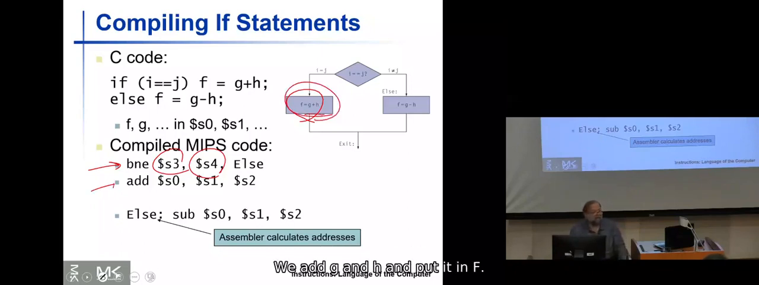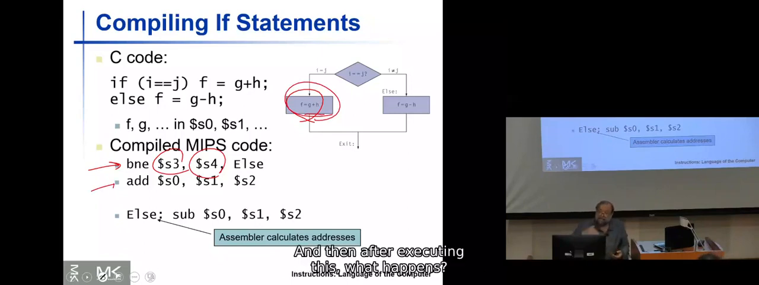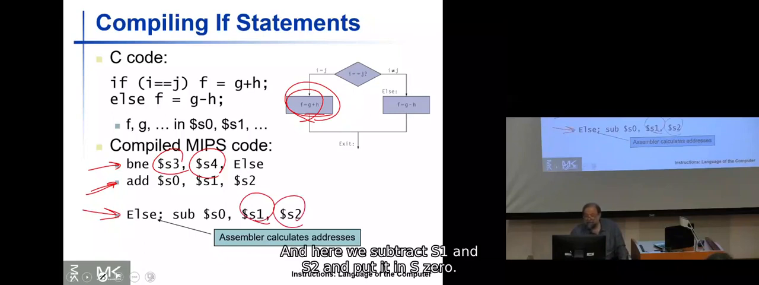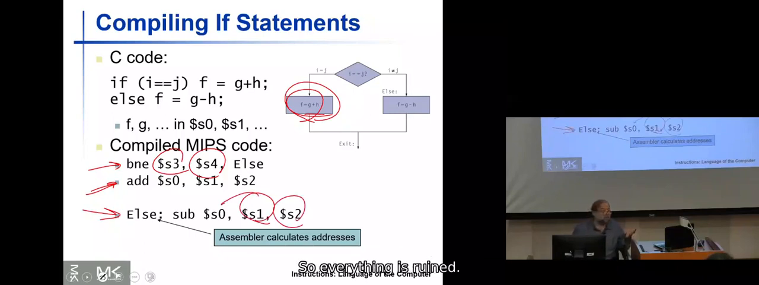We add G and 8 and put it in F. And then, after executing this, what happens? The PC gets the next PC, incremented by 4, and the next instruction is this. So it comes here, and here we subtract S1 and S2 and put it in S0. So everything is ruined. Everything is overwritten. We had F, G plus 8 here, and then again we came here and made F a subtraction of G and H. Okay, so that's not good.